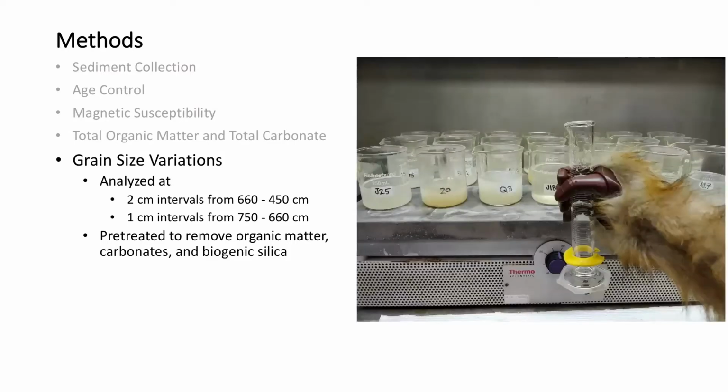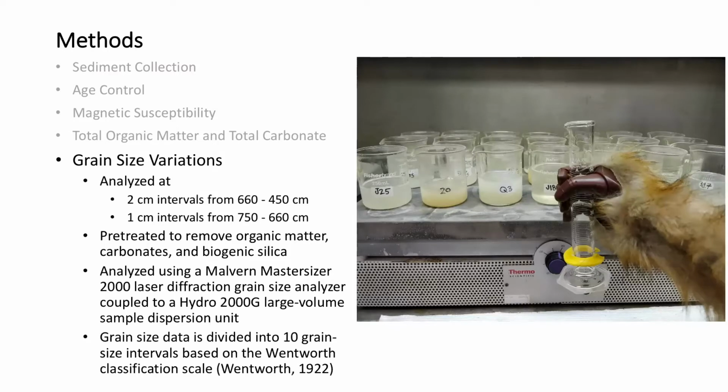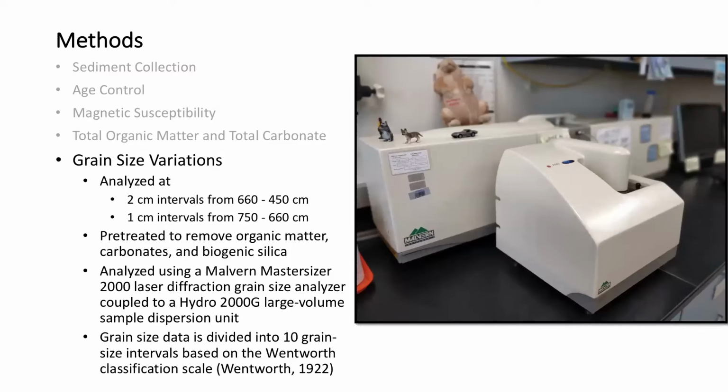Grain size is measured using a Malvern Mastersizer 2000 laser diffraction grain size analyzer coupled to a Hydro G2000 large volume sample dispersion unit, as pictured here. The grain size data was also divided into 10 grain size intervals based on the Wentworth classification scale.